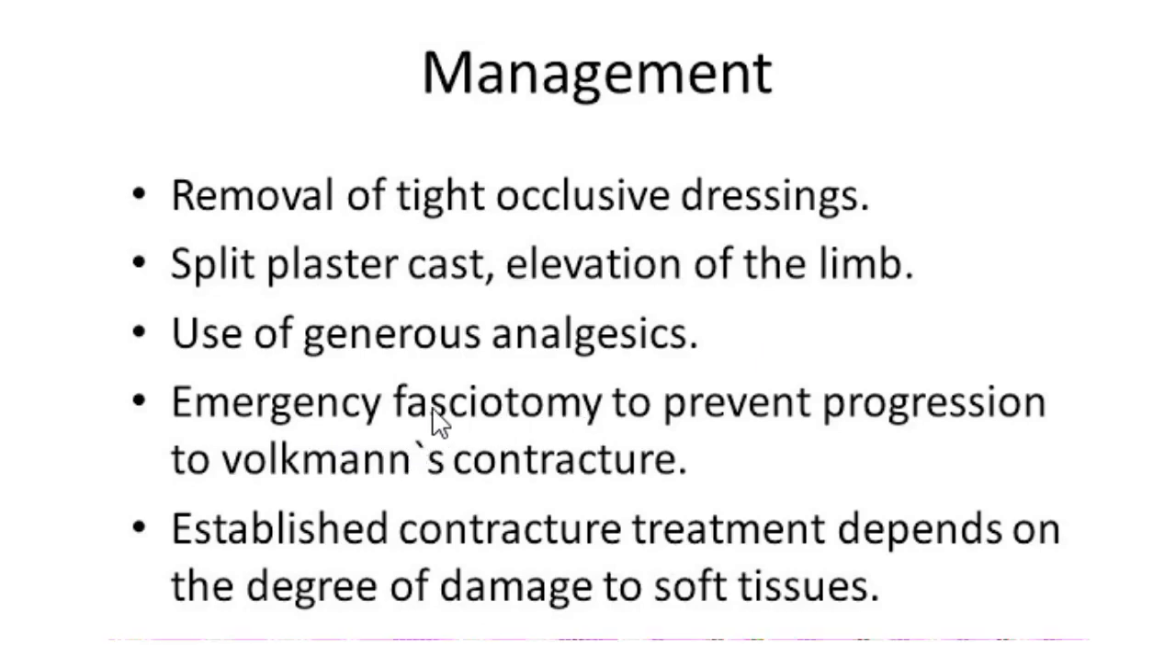In addition to that, emergency fasciotomy is done for releasing the compression on the brachial artery. Fasciotomy is a procedure in which an incision is given in the deep fascia of the arm. When the incision is given in the deep fascia of the arm, the pressure in the compartment is released to some extent. The pressure within the compartment and indirect pressure to the brachial artery is released by cutting the deep fascia in that region. Emergency fasciotomy prevents the further progression of ischemia to Volkmann's contracture.